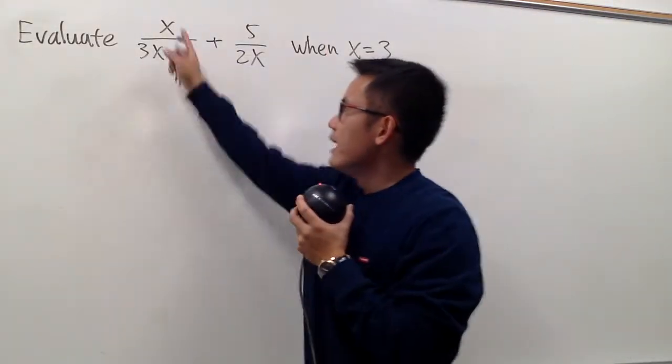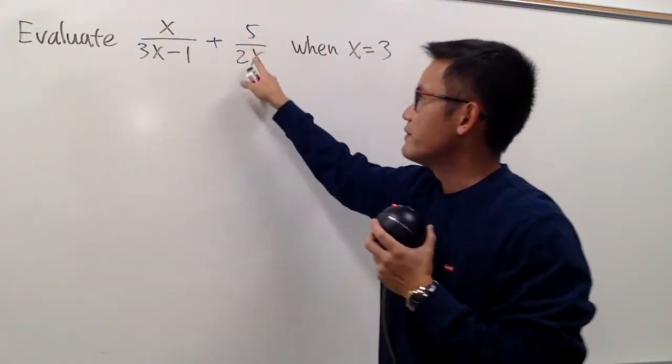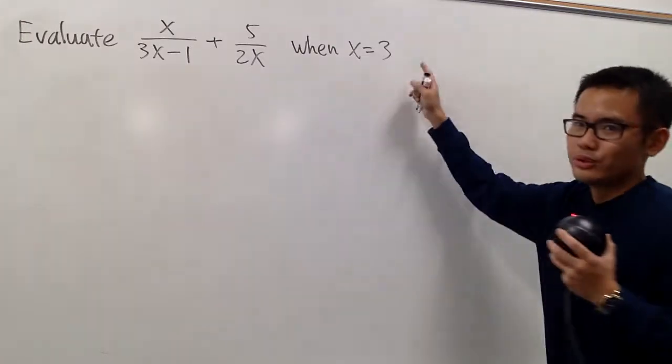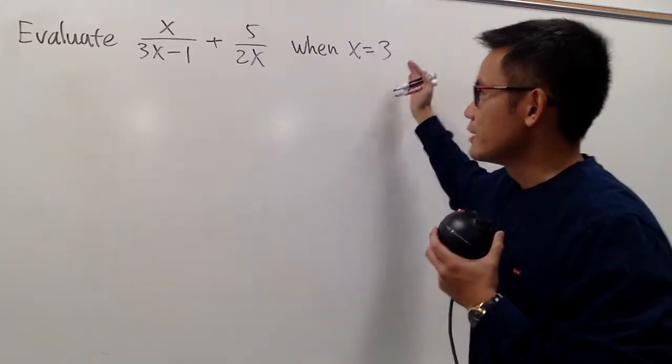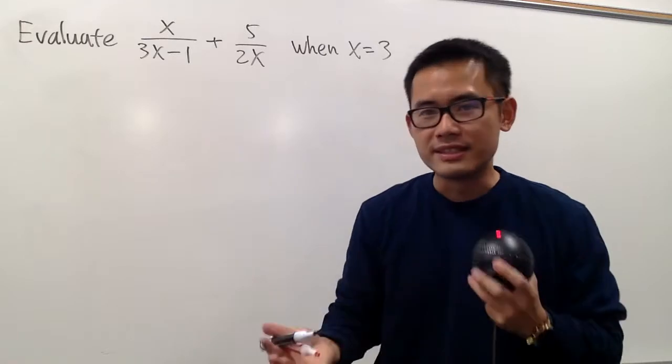Okay, we're going to evaluate x over 3x minus 1 plus 5 over 2x when x is equal to 3. So first, we are just going to plug in 3 into all the x first. That's how we can set it up.